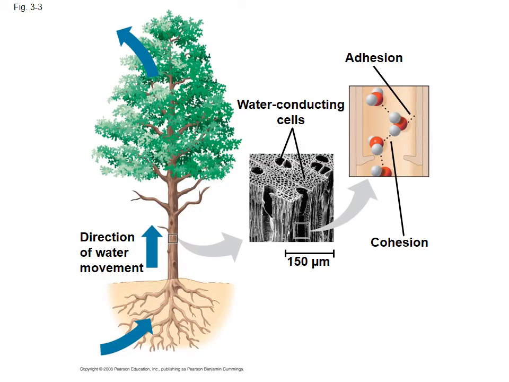So this particular picture explains the process of cohesion and adhesion. This attraction which pulls one water molecule and the other water molecule up against gravity is cohesion. And adhesion is between the water molecule and the wall of cellulose of the plant, which is a water conducting cell like a xylem. That is adhesion for you.